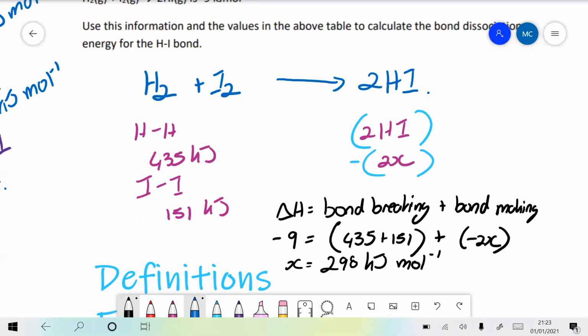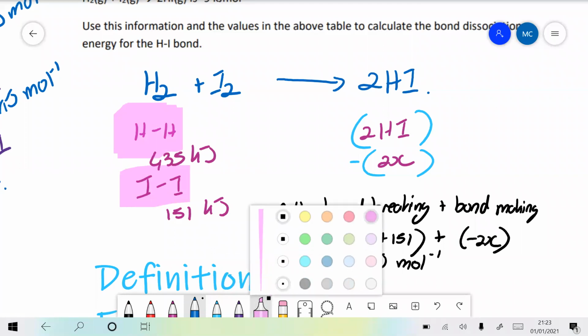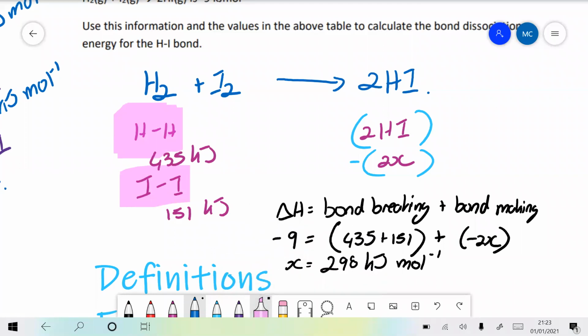I would recommend that if you did not get this answer correct, please review the topic that we've done last week. Maybe look at the video provided for last week's lesson. If you got it right, we can then move on to the definitions. Just a gentle reminder, breaking bonds is always endothermic. Making bonds is always exothermic. And then we can use that to see what the value of the HI bond is going to be using algebra.